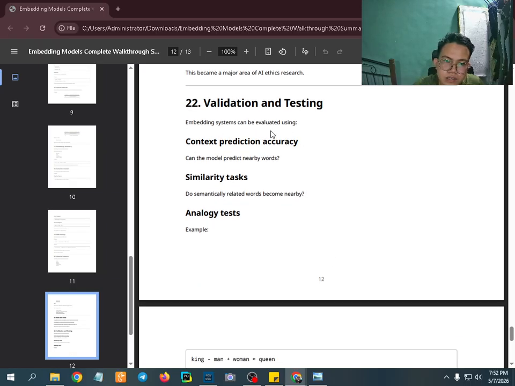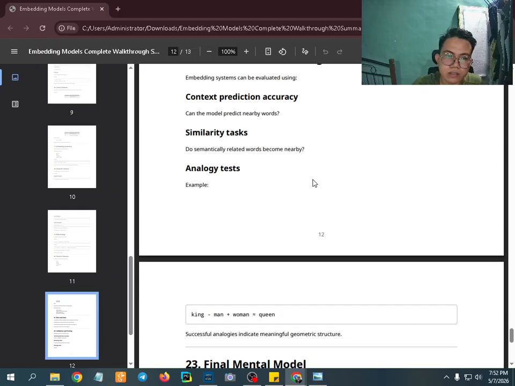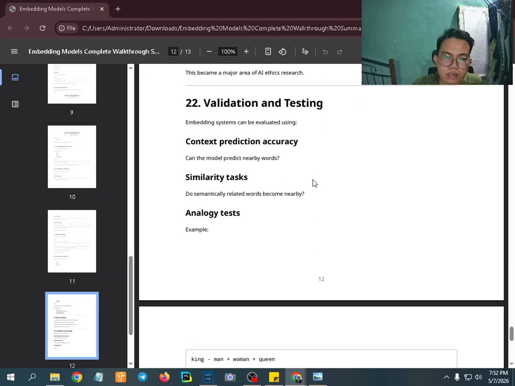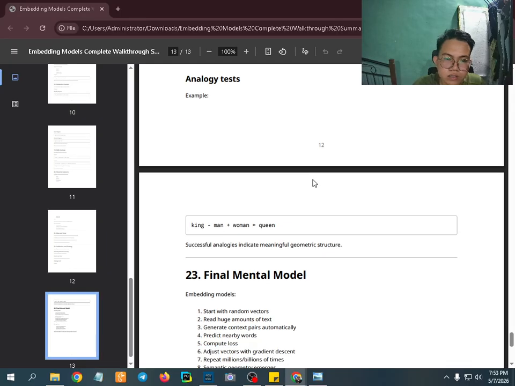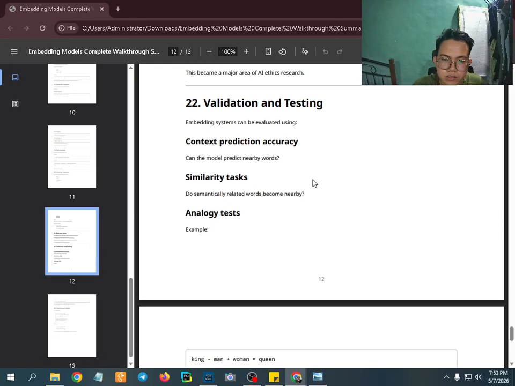Next is validation and testing. Embedding systems can be evaluated using context prediction accuracy. Can the model predict nearby words? Similarly, do semantically related words become nearby? For example, the analogy test: king minus man plus woman equals queen. Successful analogies indicate meaningful geometric structure.